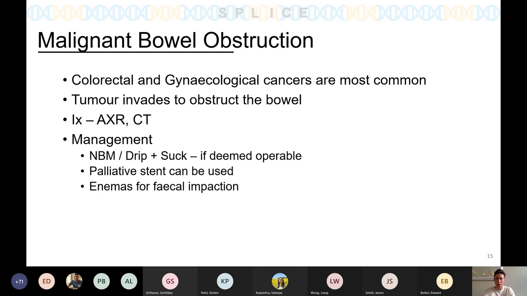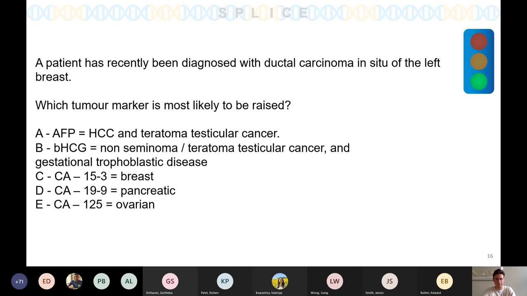Next, I'm just going to do a few SBAs, which are on the different styles of questions that they might give in terms of testing cancer medicine. So this is the first one. Okay, actually, what I realize I've done is I've not actually taken the answers off this question.